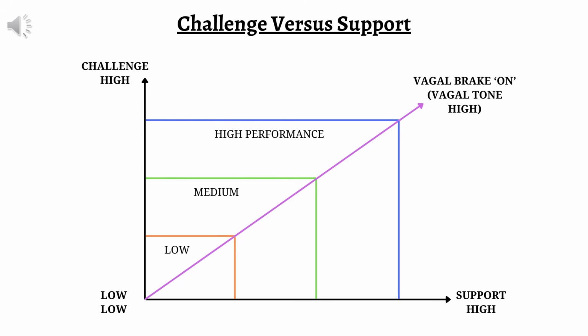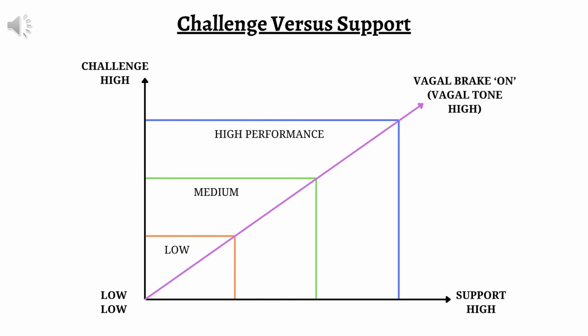Here we're looking at challenge versus support, and the principle is they have to be balanced. So on the left-hand vertical axis, we have challenge from low to high, and on the horizontal axis, we have support from low to high. So no matter what level we are on the axis, the two have to be balanced, support versus challenge.